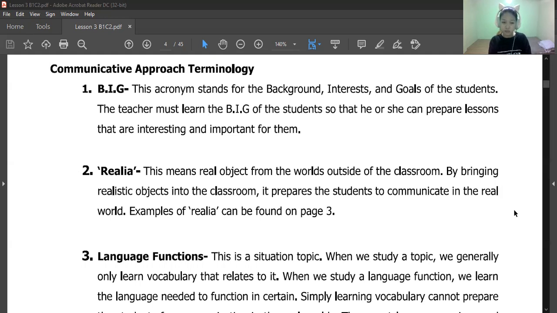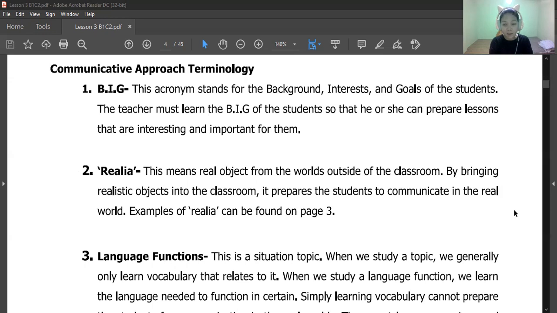So BIG stands for background, interests, and goals of students. The teacher must learn the BIG of the students so that he or she can prepare lessons that are interesting and important for them. So if the interests of the majority of your students are K-pop, you must find ways to incorporate K-pop in the teaching of the English language so that it would be very interesting for them. And if they find the subject or the lesson interesting, they can retain information very, very well.